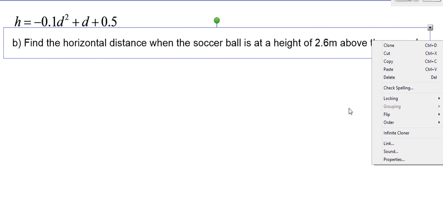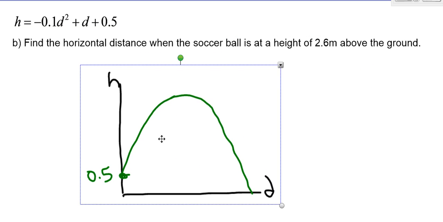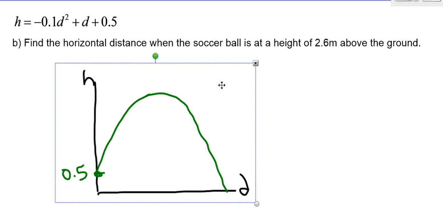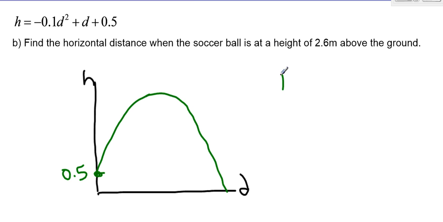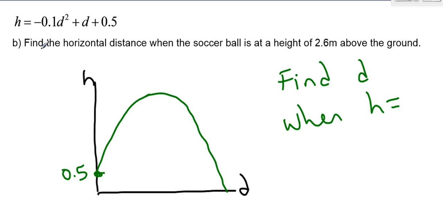Let's look at that diagram again. So find the horizontal distance. So that's saying find D when h equals, well, let's find out. Find the horizontal distance. So find D when the ball is here, when h equals 2.6. So visually, somewhere on its climb, presumably, the ball gets to 2.6 meters above the air.